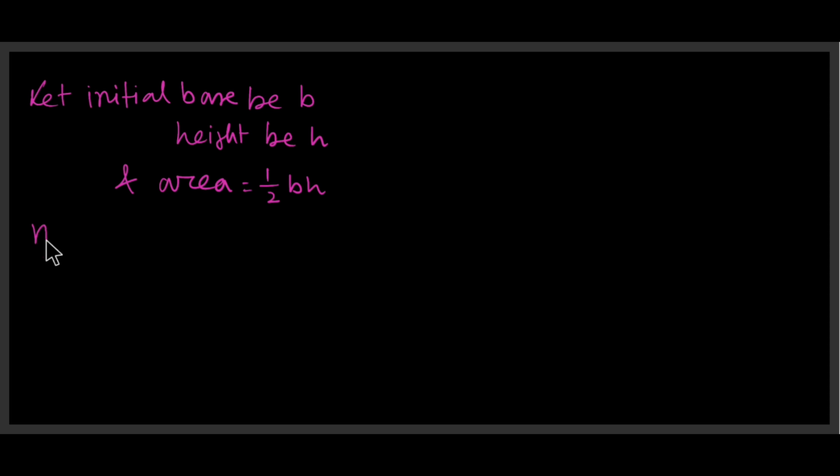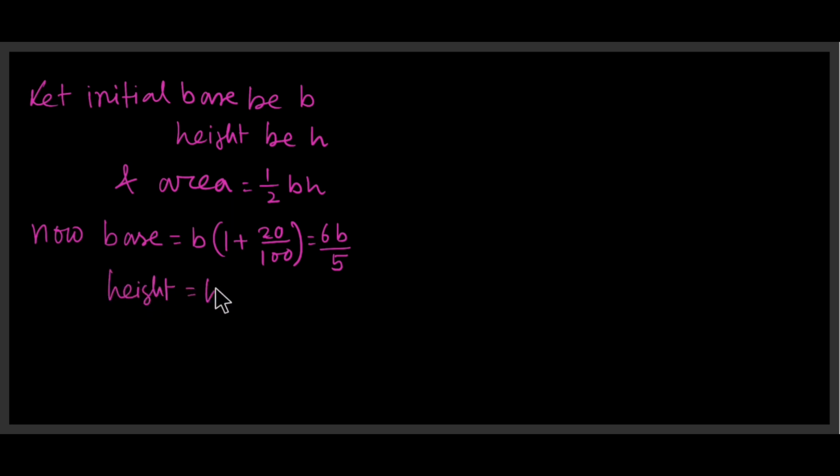Now base will be increased by 20%, so B into 1 plus 20 by 100, and we get the result that 6B by 5. And now the height will be H into 1 minus 20 by 100, since the height is decreased by 20%, so it must be 4H by 5.